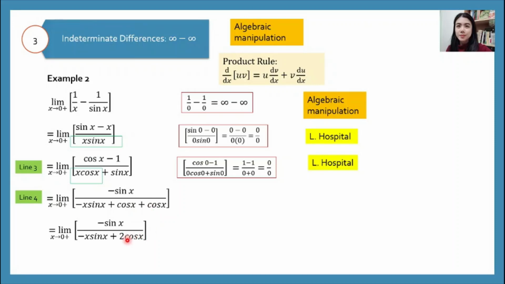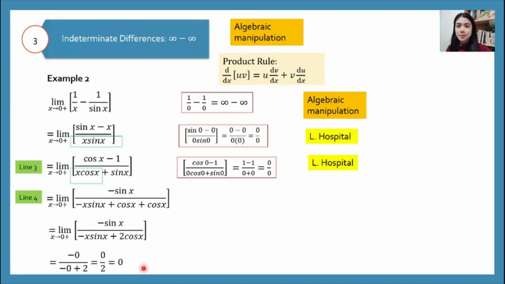Then let's just see what happens if you substitute 0 inside. So sine 0 gives you 0. So this is 0, and this is sine 0. This is actually 0 here. And you have cos 0. Cos 0 is 1. So 2 multiplied with 1 is 2. So at the end, you have the answer 0.